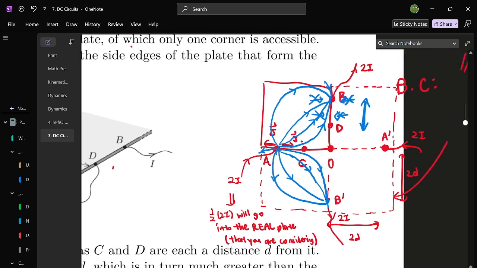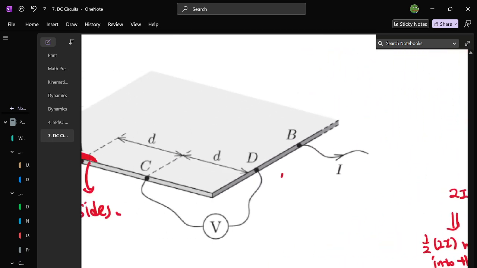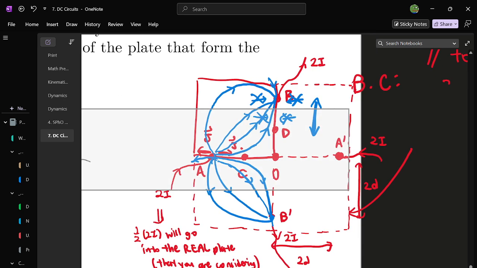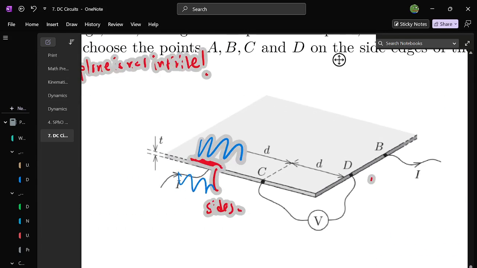Why it's half of 2i? Oh, okay. Because in your real plate, you're putting I in, right? But then your I only goes to one side because your plate's only on this side. Then there's also this side, but it's just gone. So that's why it's a 2i.